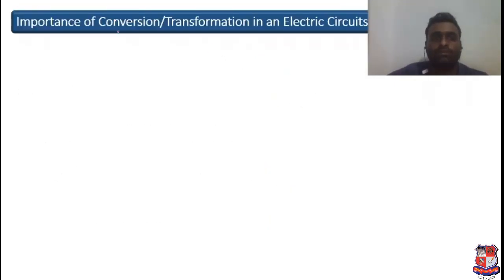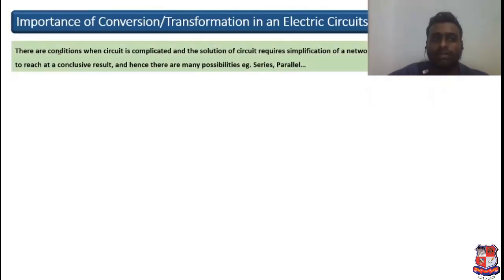So let us move ahead. First we will understand the importance of conversion and transformation in electric circuits. We are often finding equivalent circuits. We have already studied this in the basics. These are the conditions when a circuit is complicated and its solution requires simplification of the network. Such a complicated circuit can be solved by transforming or converting a bigger circuit to a smaller circuit by making an equivalent circuit, that is, you have series resistors and parallel resistors, in many combinations.